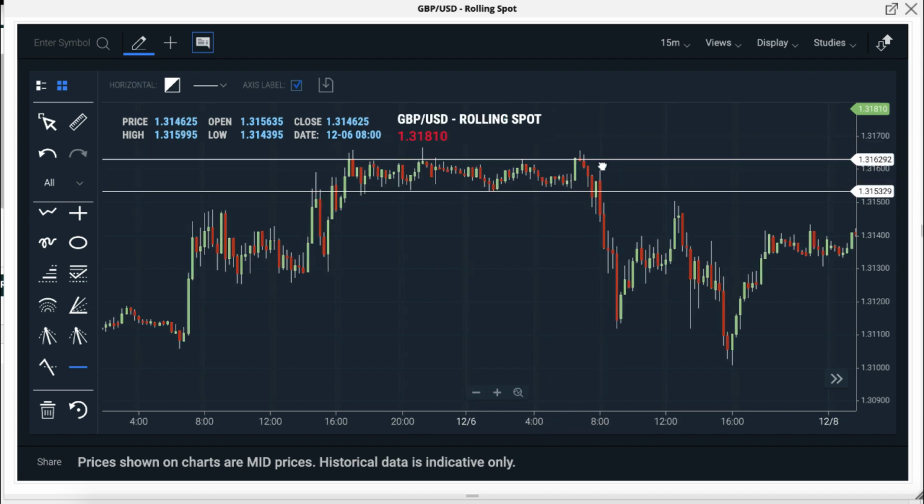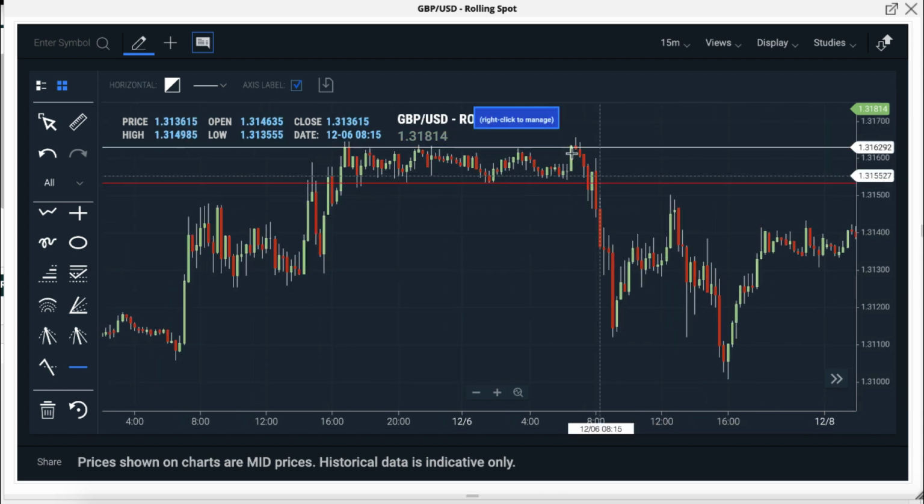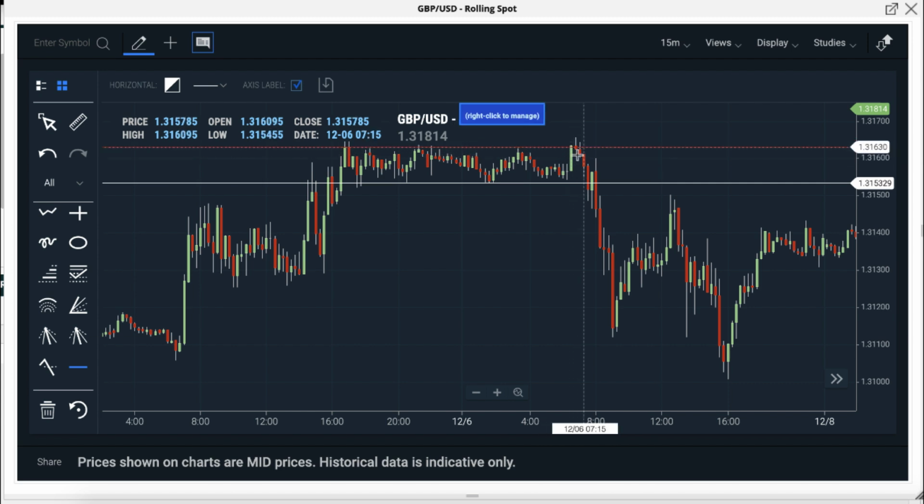Now, don't forget, the rules of the strategy are we don't take it until 7. So this is an irrelevant break, guys. We're only taking this if we see a break after 7. So this is 7 o'clock. From this candle onwards, great, we can see a break.